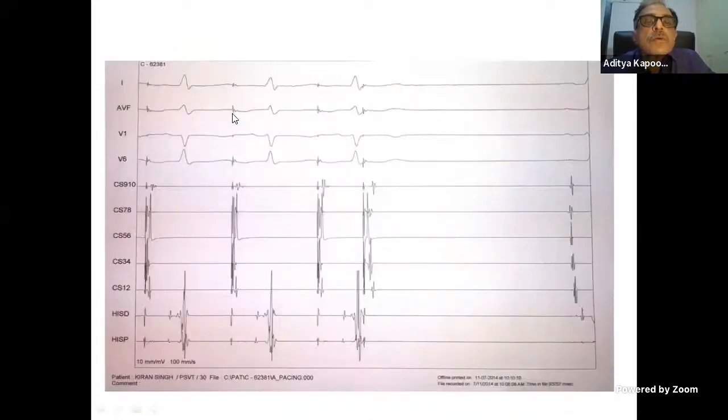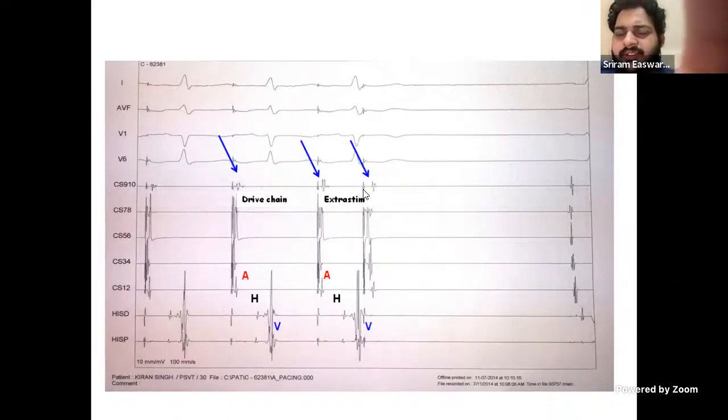Now over here, you can clearly see the pacing spikes lined up with the P wave, and lined up with the intracardiac signal on the CS channel. So clearly it's the atrium being paced. So this is the drive chain and extra stimulus, just to repeat it again. If you see A, H, V, and if you see the last extra stimulus, does it generate a QRS? This last extra stimulus. Sriram? So this is the pacing spike.